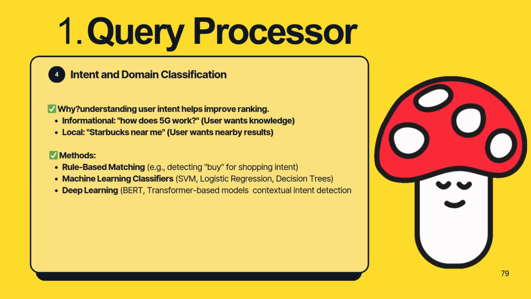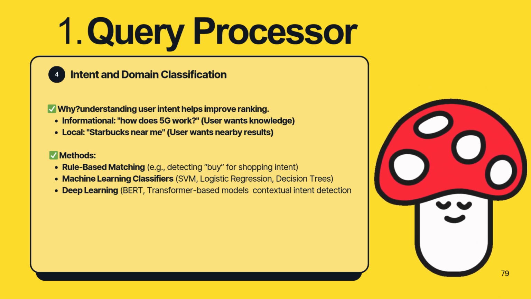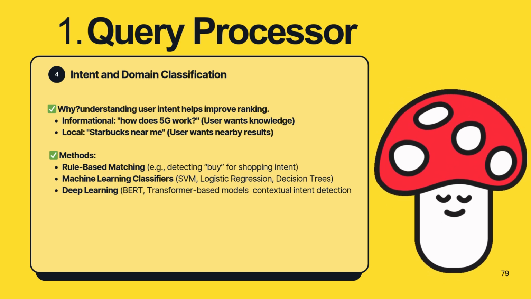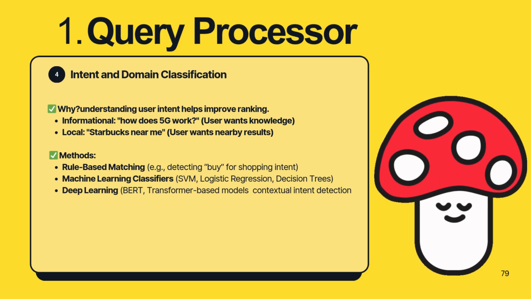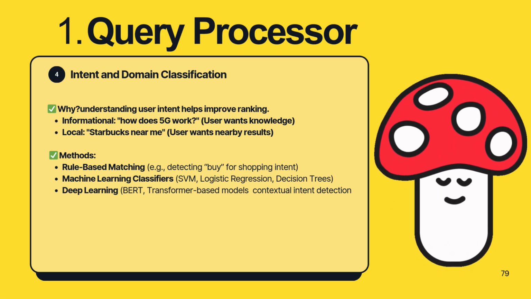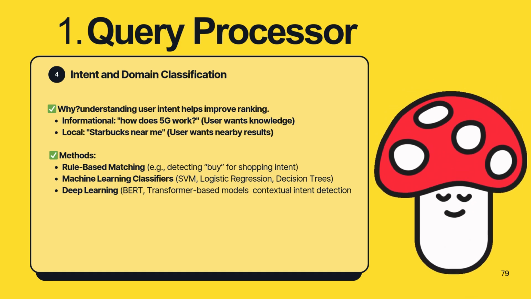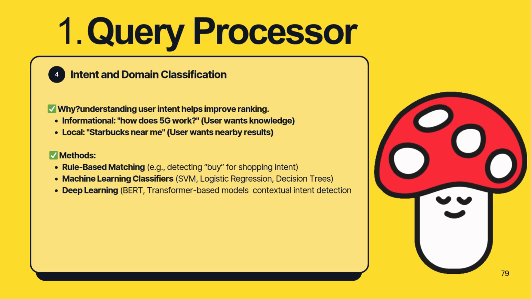Sometimes knowing the intent helps quite a lot, especially with rankings. An example could be "how does 5G work?" That means the user wants to learn or wants to know. The second could be "Starbucks near me." Here the user wants nearby results, so this is local intent. There are multiple approaches you can take, like rule-based matching, such as detecting "buy" for shopping intent, and then machine learning classifiers like SVM, logistic regression, or deep learning like a BERT model.